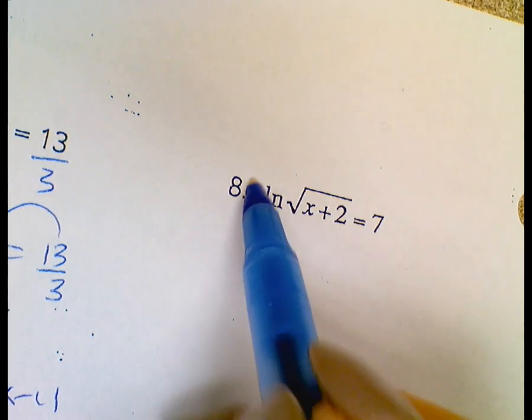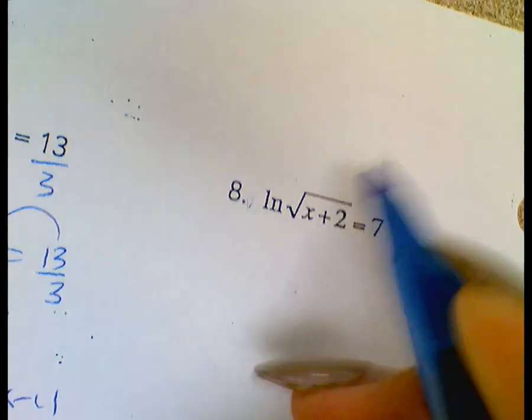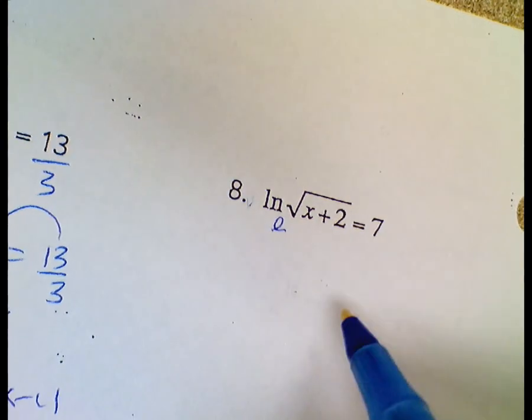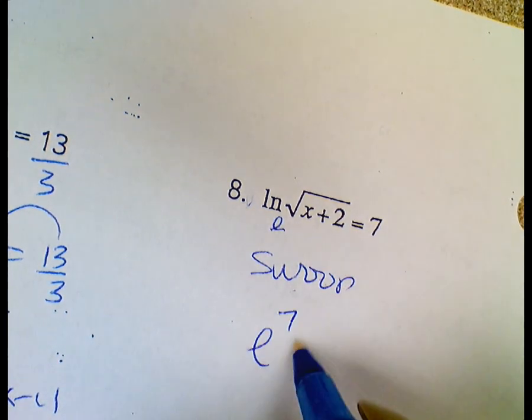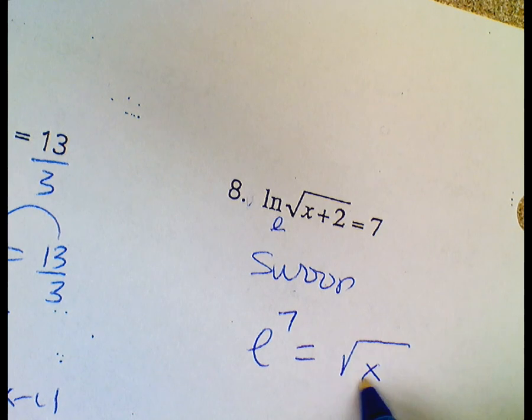So this one's also a single log. Now this one's by itself. There's nothing out here to divide, so we're ready to go with this one. What's the base? The base is e, right? So swoop. e to the 7 equals the square root of x plus 2.